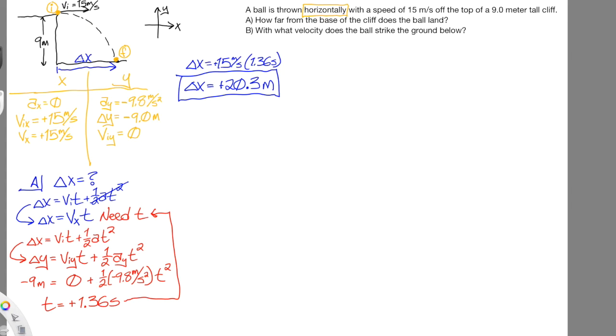Then for part B, let's switch to a different color here. Now we want to know the velocity when the ball strikes the ground. Oh, before we go on, I just wanted to point out that for this problem, it was the y direction that found us the time. And something will be a little different in the next problem.